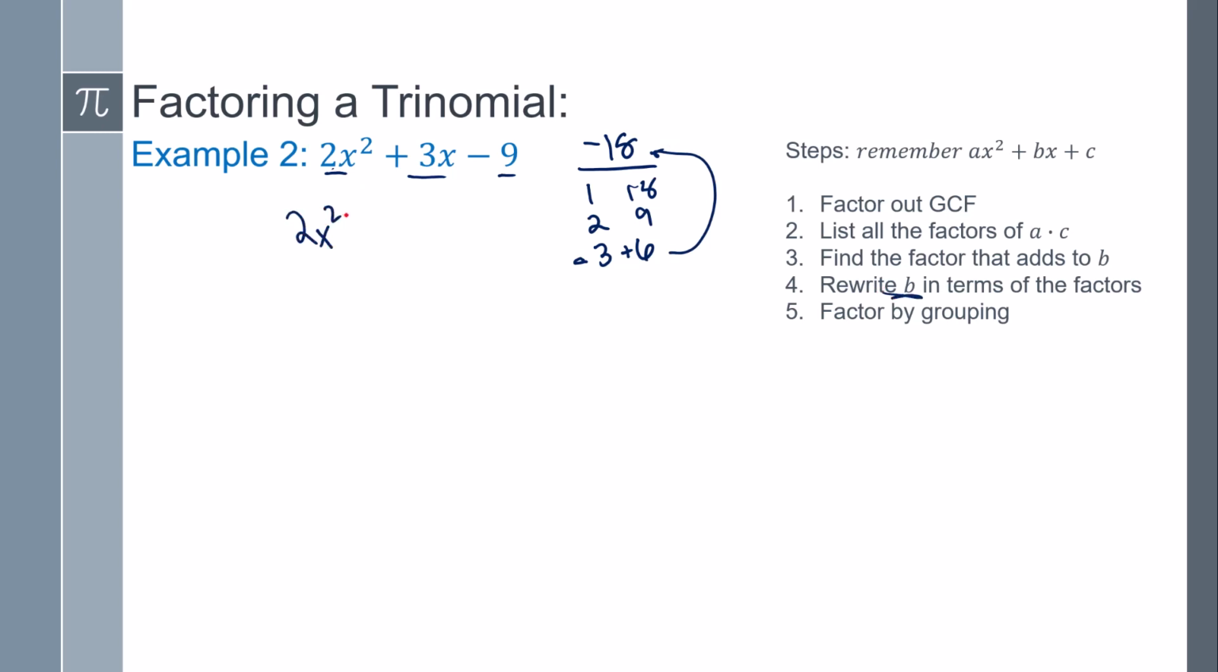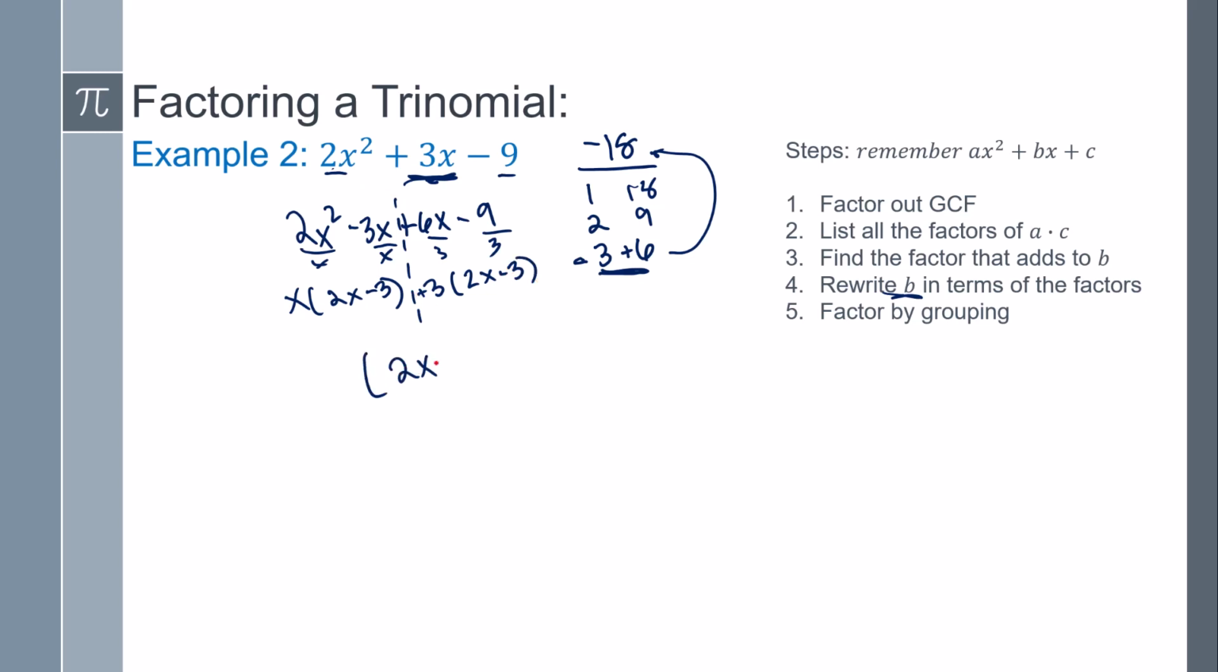So 2x squared minus 3x plus 6x minus 9. So I rewrote this with this. Now it's factor by grouping. So what's in common? There's an x in common. So you're left with 2x minus 3. What's in common here? There's a 3 in common. So you're left with 2x minus 3. And so what's the same? 2x minus 3. What's in front? x plus 3. And that's going to be your answer.